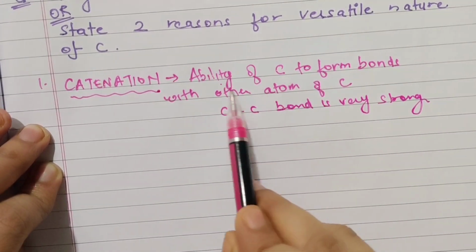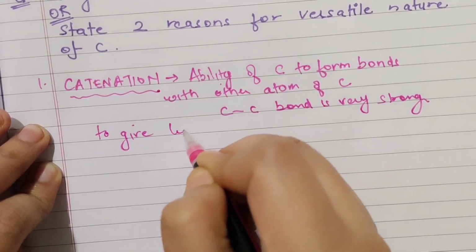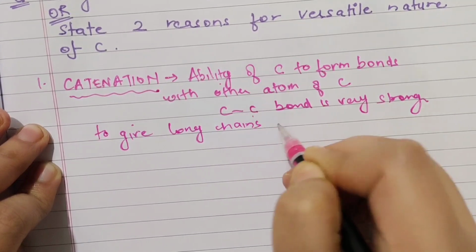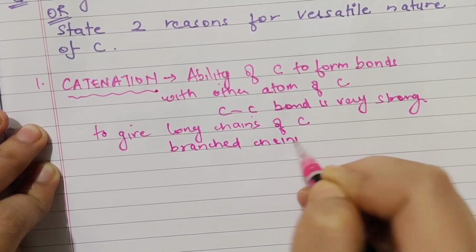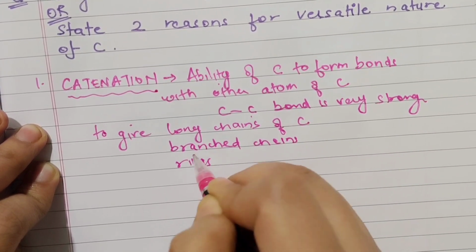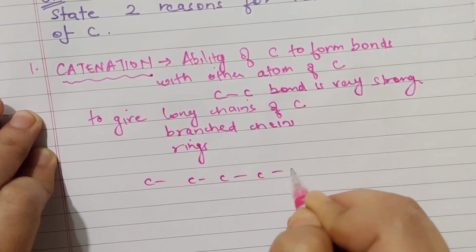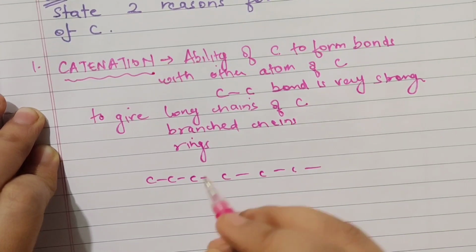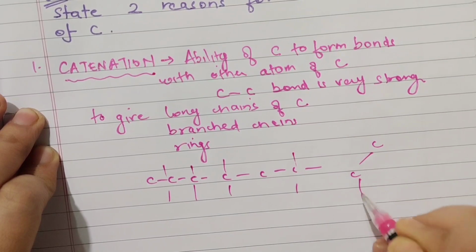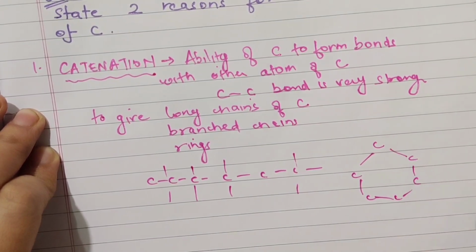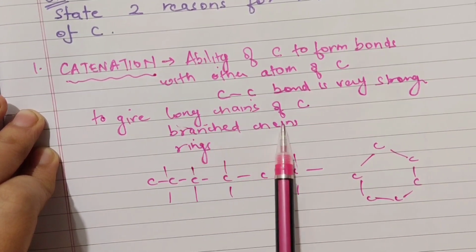So, carbon can form bonds with itself to give long chains of carbon, branched chains of carbon, and even rings. So see, carbon can form long chains of carbon, right? It can even form branches, okay, and it can even form rings. So see how the versatility of carbon is there because of its ability to bond with itself.